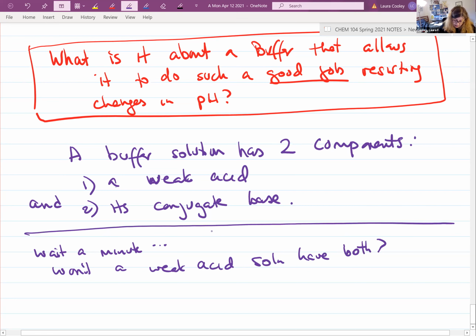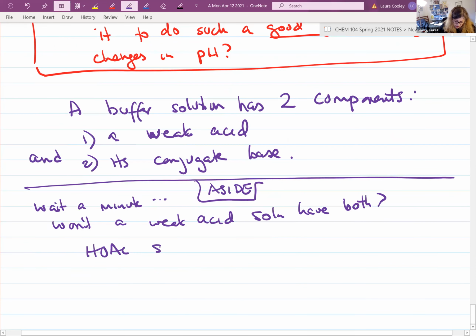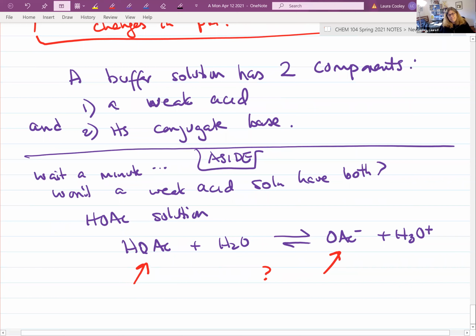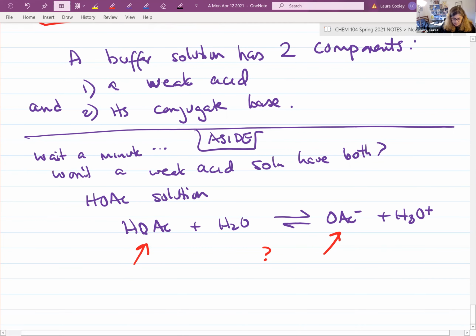So this is kind of an aside. Supposing I have an HOAC solution. That's acetic acid, right? I know that I'm going to have this equilibrium in there. So doesn't that mean that I'm going to have some of this and some of this? So wouldn't that make all weak acid solutions buffer solutions? I mean, the answer is no to that question. So I guess what I'm asking is, does a weak acid solution have significant amounts of both of these?